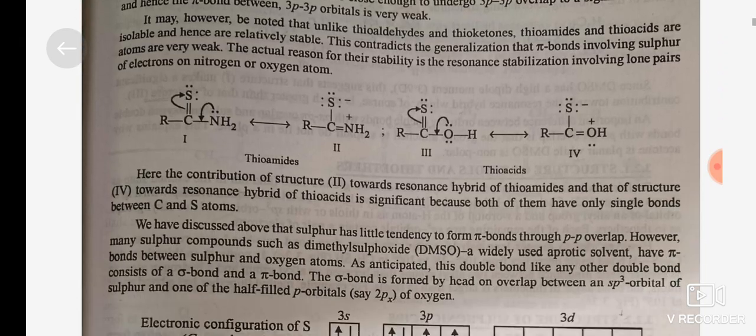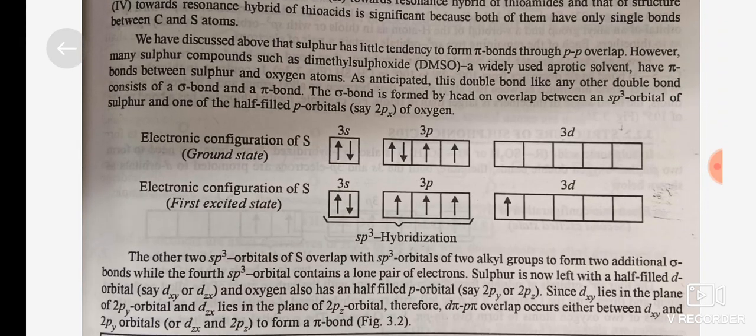We have discussed above that sulfur has little tendency to form pi bonds through p pi-p pi overlap. However, many sulfur compounds such as dimethyl sulfoxide, DMSO, a widely used aprotic solvent, have a pi bond between sulfur and oxygen atoms. As anticipated, this double bond, like any other double bond, consists of a sigma bond and a pi bond. This sigma bond is formed by head-on overlap between the sp3 orbital of sulfur and one of the half-filled p orbitals of oxygen. The other two sp3 orbitals of sulfur overlap with sp3 orbitals of two alkyl groups to form two additional sigma bonds, while the fourth sp3 orbital contains a lone pair of electrons.